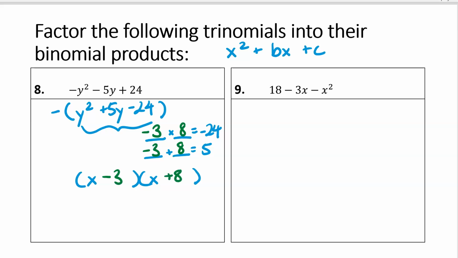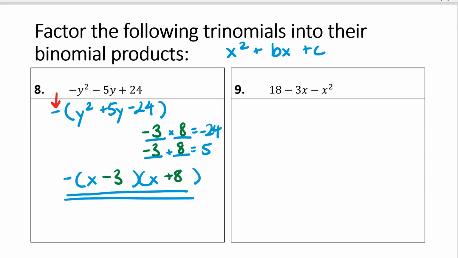Now that was the y squared plus 5y minus 24. But what did we do to it in the beginning? We had multiplied it by -1. So we have to do the same thing with our factored form. Our factored form must also be multiplied by a -1. So in case this looks a little too messy, our final answer is -1 times x minus 3 times x plus 8.